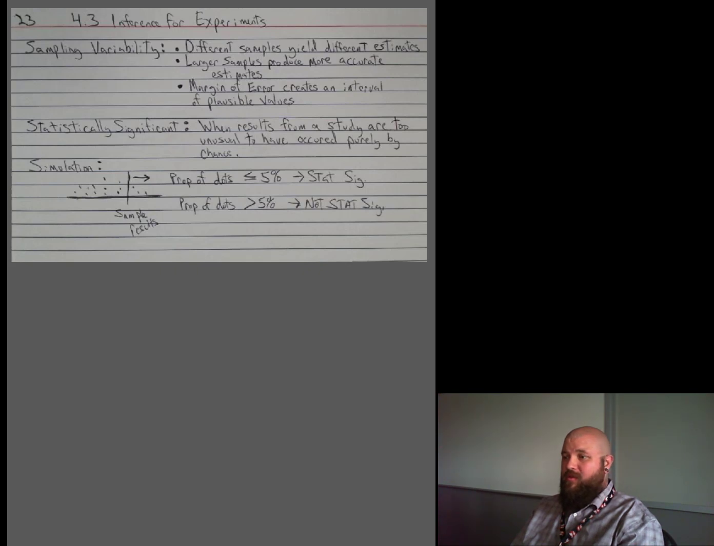Statistically significant is when results from a study are too unusual to have occurred purely by chance. So in a simulation, if it is too unusual to have occurred purely by chance, then in that little dot plot, the proportion of dots is less than or equal to 5%. Therefore, that is statistically significant. If the proportion of dots is greater than 5%, then it's not statistically significant. So again, the proportion of the dots has to be less than or equal to 5% to be statistically significant. Let's talk about them and go through some examples so you can see what it's going to look like.